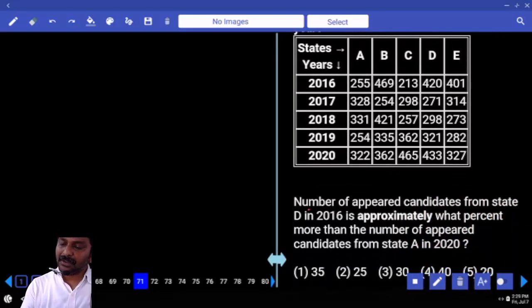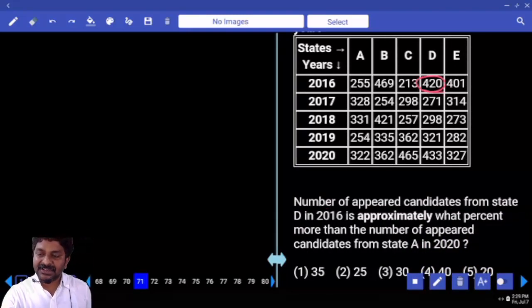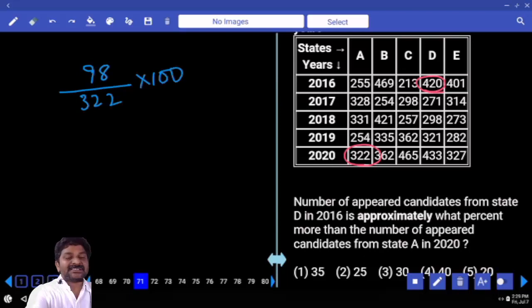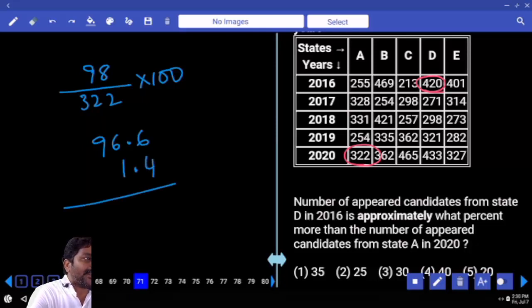Number of appeared candidates from state D in 2016 is approximately what percent more than number of appeared candidates from state A in 2020? Approximately what percent more, right? 420 is how much more than 322? 98 more. For percentage, what is 10% of the denominator? 3 times of that is 96.6 only. To that you need to add 1.4, then you will get your numerator.